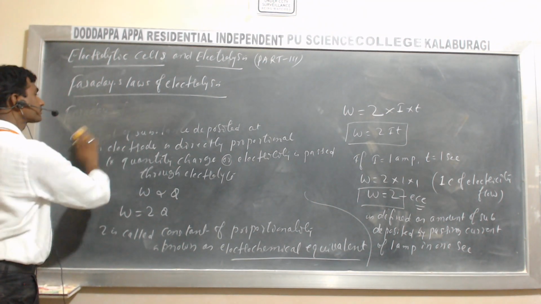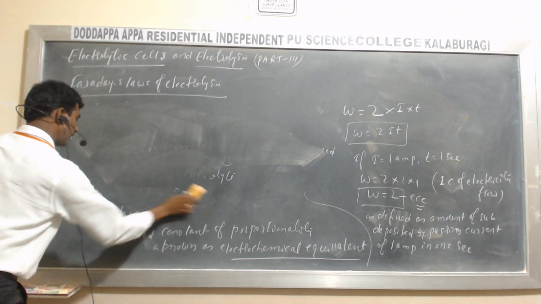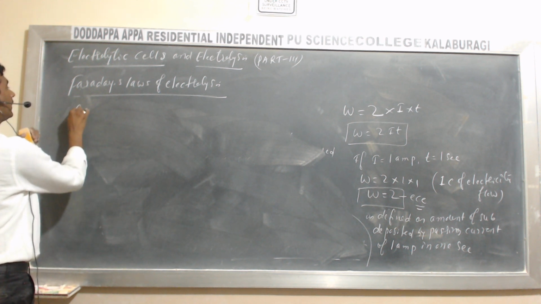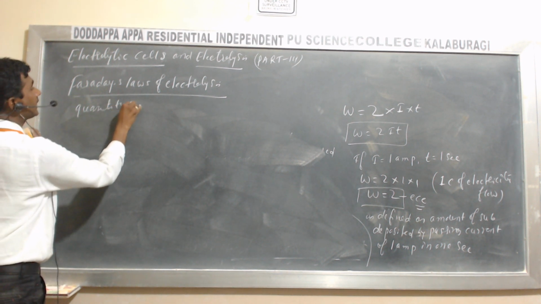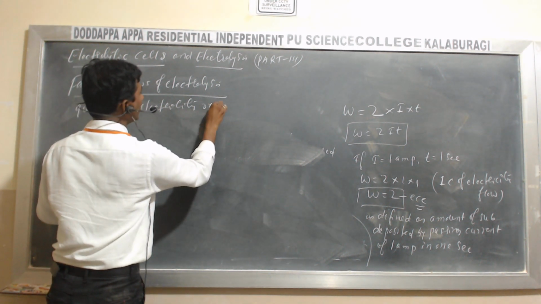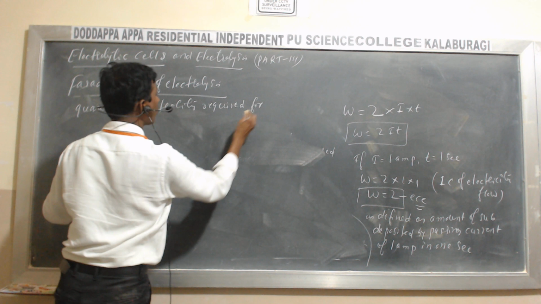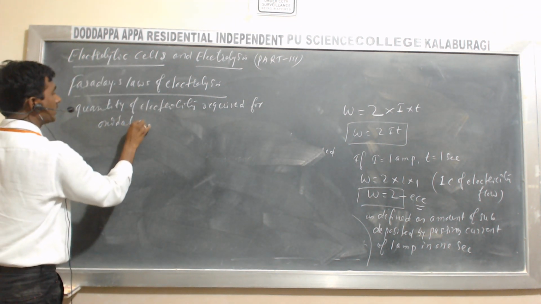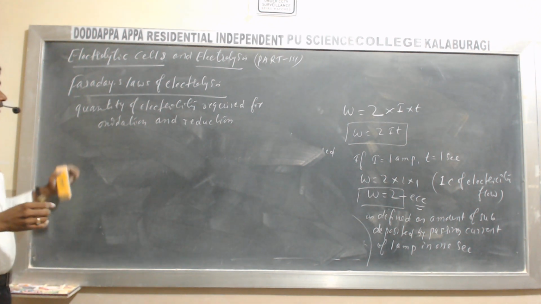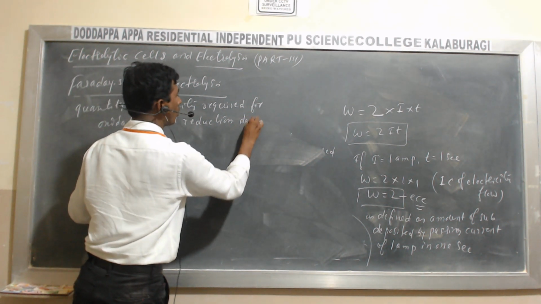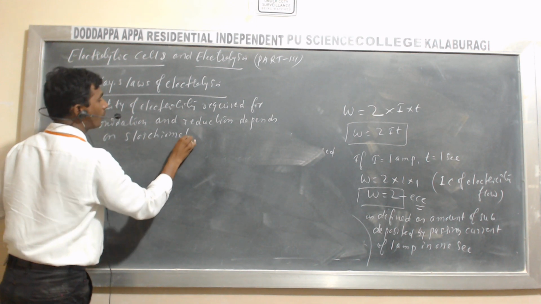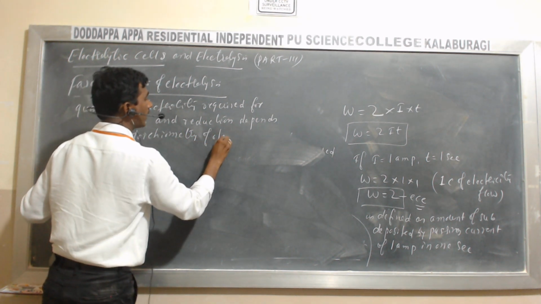The next I can discuss with an example. The quantity of electricity required for oxidation and reduction depends on the stoichiometry of the electrode reaction.